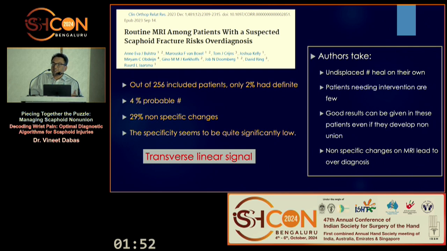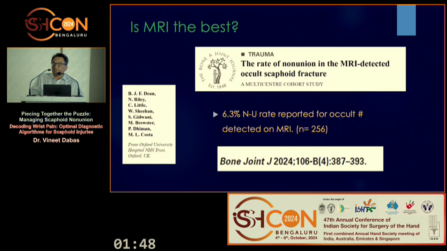If it is missed, we can treat it and give good results in future. But then this study in 24 shows 6.3% non-union rate in patients with occult scaphoid fractures, which are picked up on MR, but not on CT scan also. So, these are just recent, and I guess even with the Cochrane review, we don't have an answer which one is better.